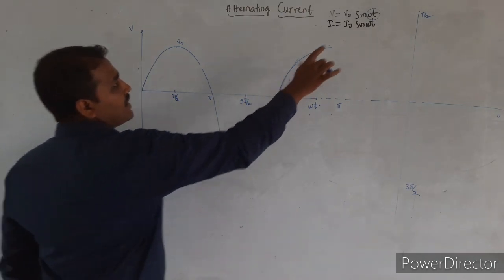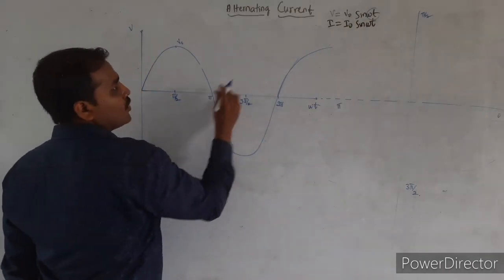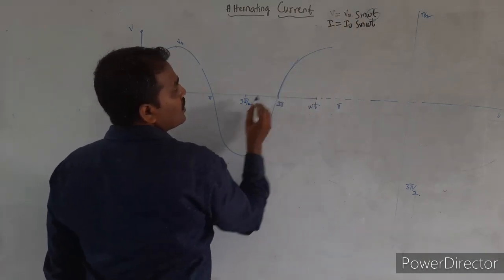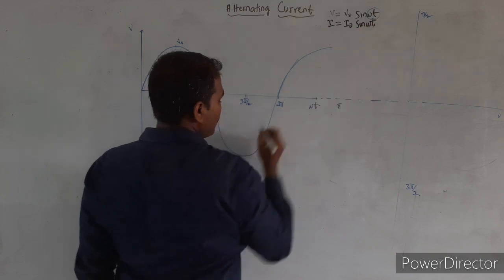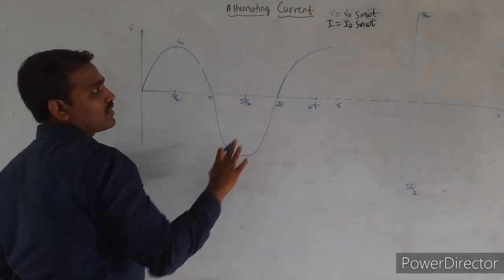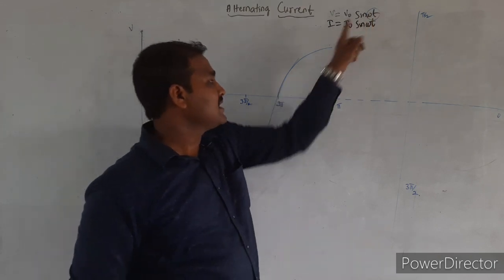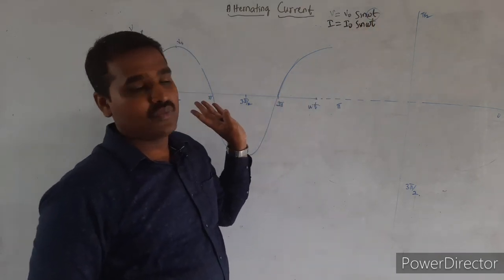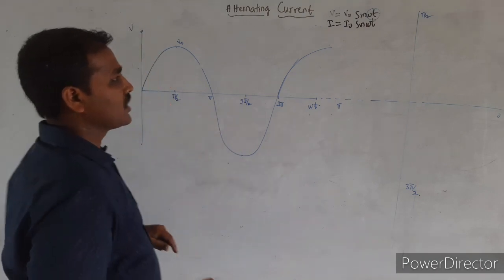When omega t is equal to pi, V is equal to 0. When omega t is equal to 3 pi by 2, sin 3 pi by 2 is minus 1, V is equal to what? Minus of V naught. So this is minus of V naught. Similarly, when omega t is equal to 2 pi radians, the value of V is equal to 0. This is varying sinusoidally.